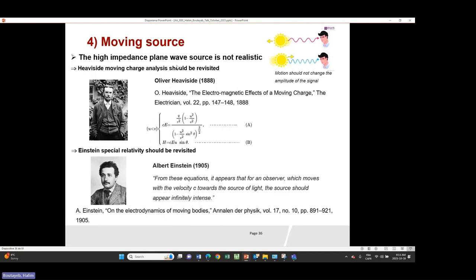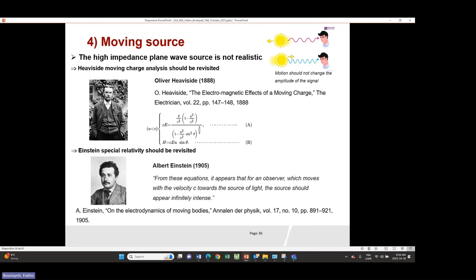So the high impedance plane wave source is not realistic. And from this, we think that the Heaviside moving charge analysis should be revisited. Heaviside used, in 1888, in this paper, the electromagnetic effect of a moving charge. He used Maxwell equations, so only theoretical, with analytical formulas. He derived the electric field where the charge is moving, and he got a formula that we see here.